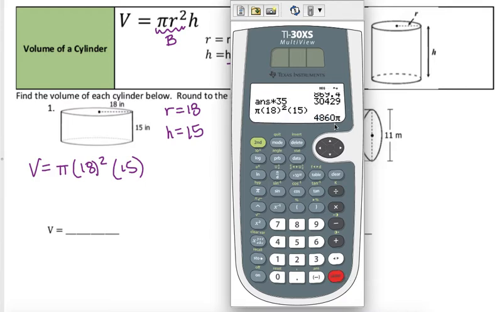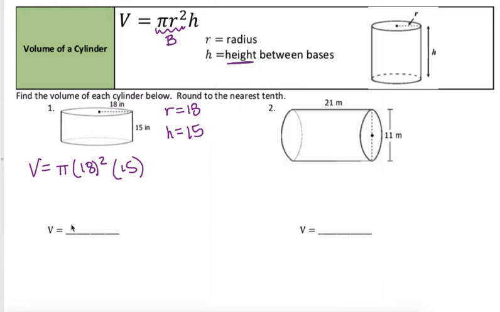Okay, so this would be the exact answer, 4,860 pi. So this would be without rounding because pi is irrational. But our directions say to round to the nearest tenth. So if I use my toggle button, the arrows right above enter, I'm going to get our approximation of 15,268.14. This 4 doesn't influence the 1, so I'll say 0.1. So I get 15,268.1, and now I have inches cubed as my final answer.